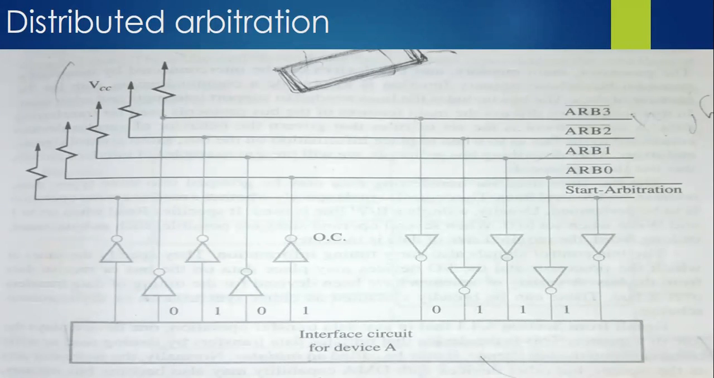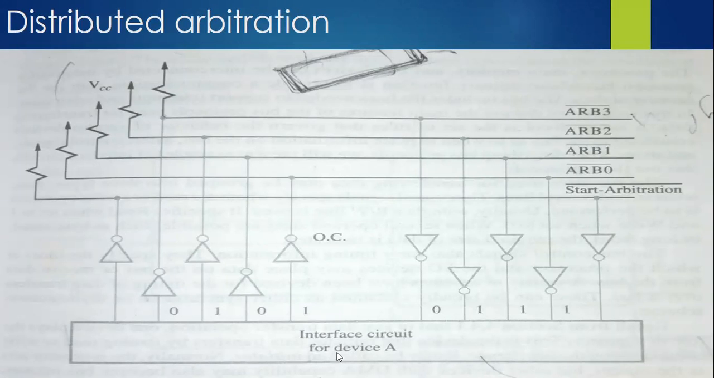So here we got 5 different arbitration lines. You can observe there are 5 different lines over here: 1, 2, 3, 4, 5. The first line we are calling start arbitration. The second line we are calling arbitration 0, 1, 2, and 3. You may ask what is the use of these 4 lines? Remember, all the devices we have will be connected to these lines.